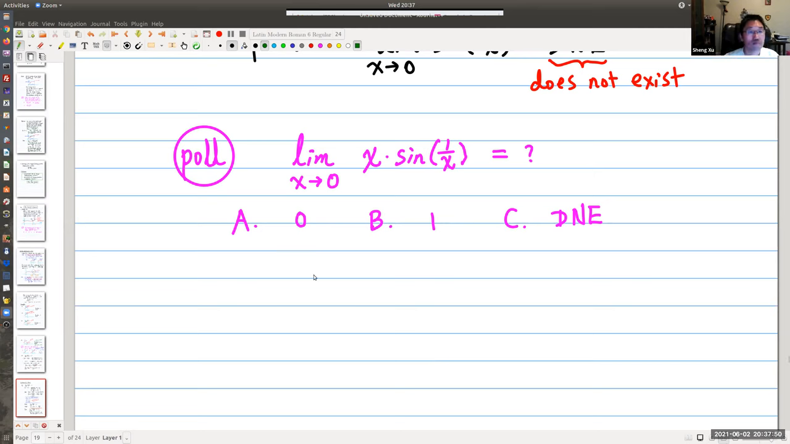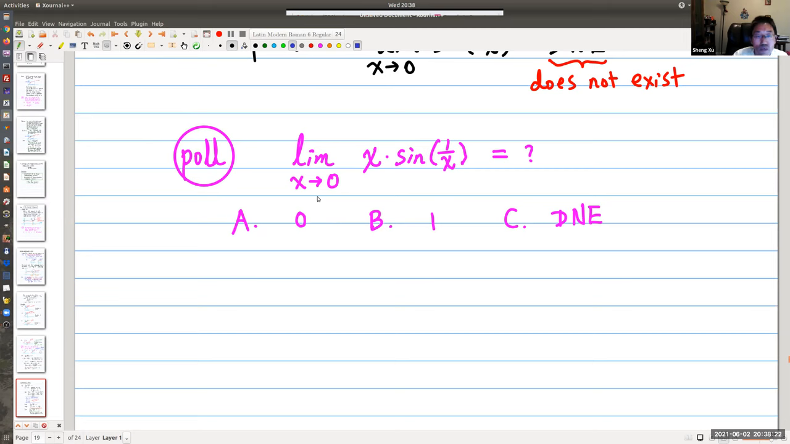Okay, let's take a look. I don't blame you if you chose the wrong answer, but the correct answer should be A. I think more than 50% of you got it right. Very good. The limit in this case exists and is equal to zero. Why? We cannot prove it, but we can have an intuitive understanding.